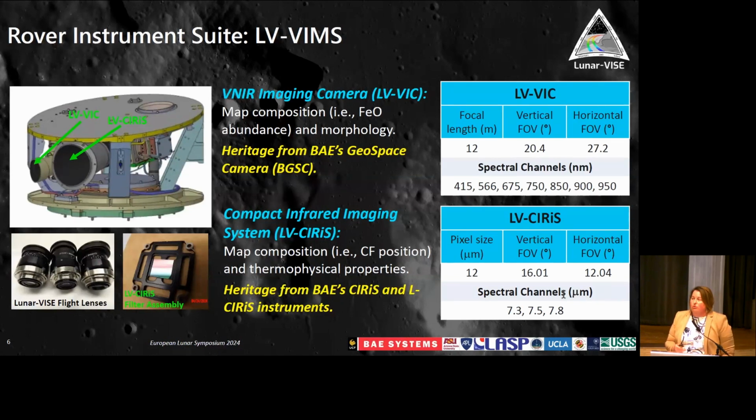But these channels do overlap or are similar to channels that are flown on Diviner, as well as the Lunar Thermal Mapper on Lunar Trailblazer. And so we'll have good overlap between what we'll be measuring at the surface and being able to relate that to orbital data sets.